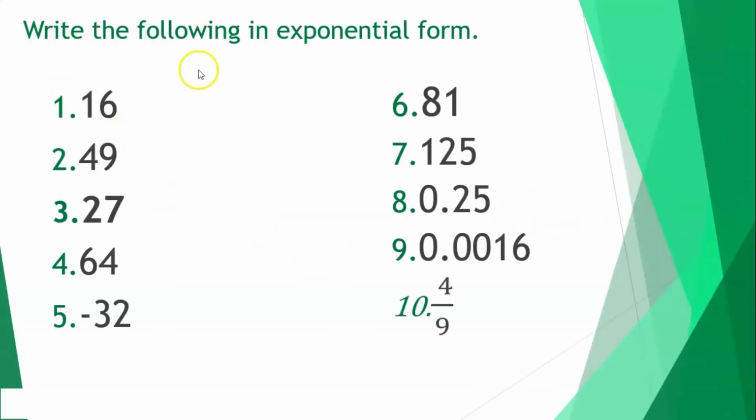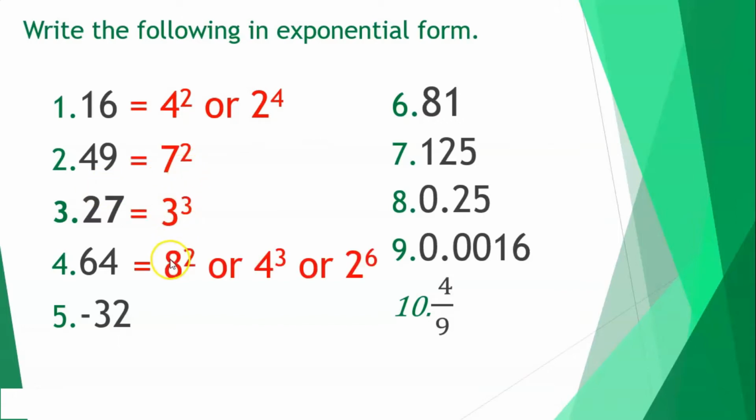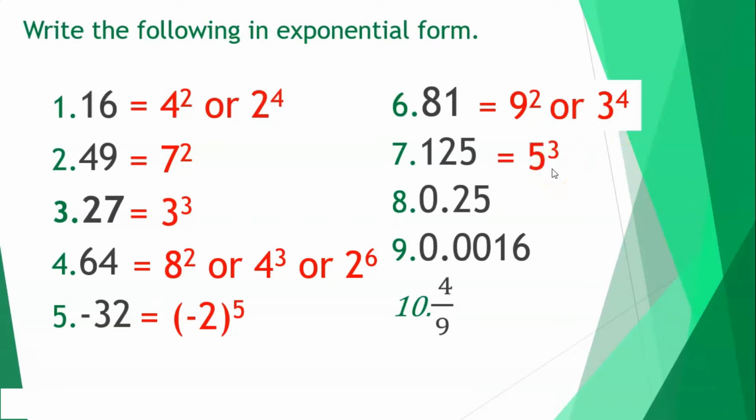Okay, now write the following in exponential form. 16 could be written as 4 squared, or it could be 2 to the power of 4. 49 is 7 squared. 27 is 3 cubed. 64 could be written as 8 squared, 4 cubed, or it could be 2 to the power of 6. Negative 32 is negative 2 to the power of 5. 81 could be written as 9 squared, or it could be 3 to the power of 4. 125 is 5 cubed. 0.25 is 0.5 squared.